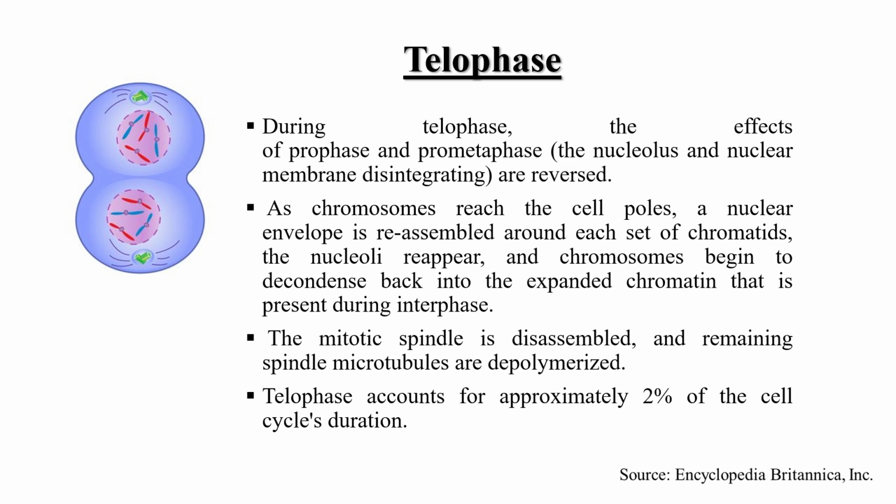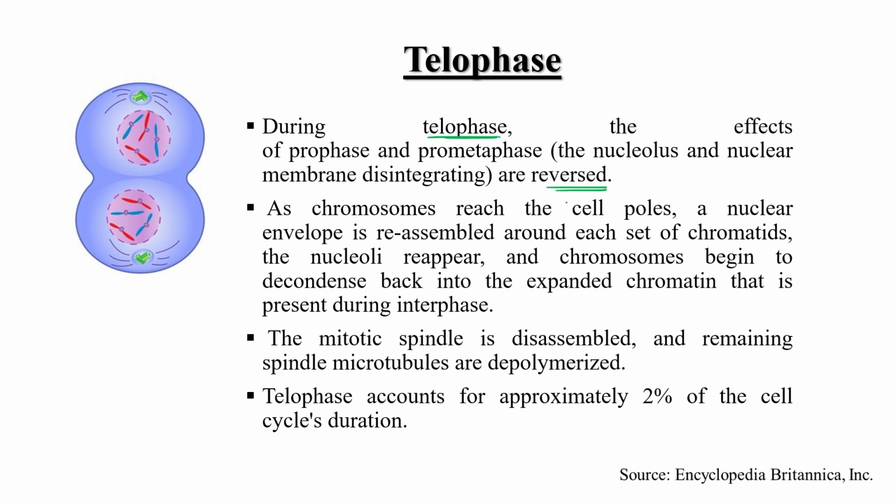During telophase, the effects of prophase and prometaphase, meaning disappearance of the nucleolus and nuclear membrane, are reversed. So telophase, we can say, is just the reverse of prophase. As you can see over here, the nuclear membrane reappears on both sides, in both the cells that will divide very soon. So we can say this telophase is just the reverse of prophase.